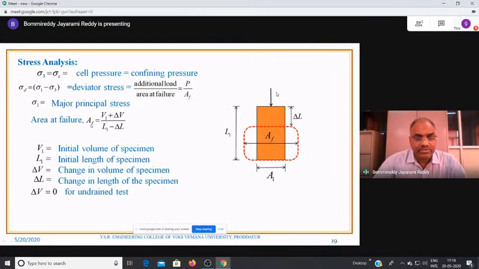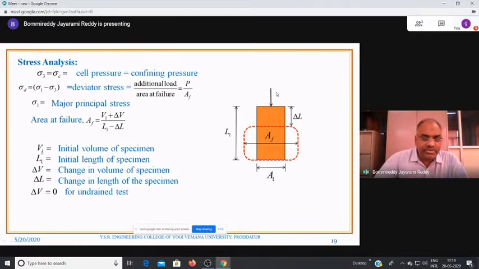Area at failure, AF, is V1 plus delta V divided by L1 minus delta L. So use this formula for computing the area of the soil specimen at failure. That means initial volume plus additional volume. Why additional volume? Since the force is acting, soil particles get dispersed, so there is some increase in volume. And the length always decreases. So it is L1 minus delta L.